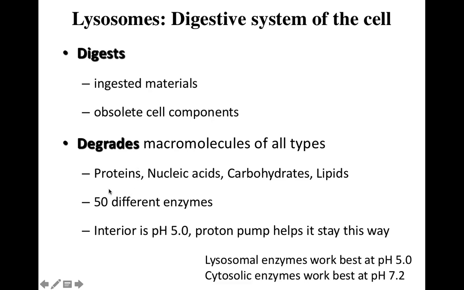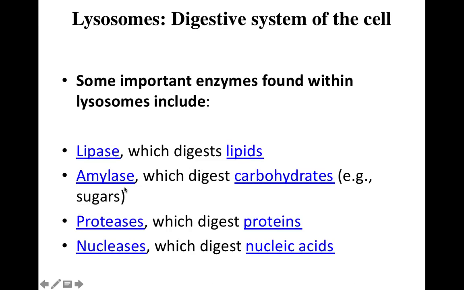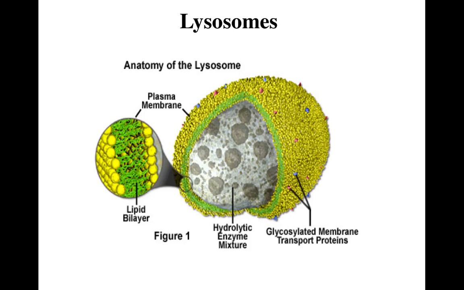And they contain all the different types of enzymes. They contain proteases, which digest proteins, lipases, which are involved in the degradation of lipids, amylases, which digest carbohydrates or sugars, and nucleases, which digest nucleic acids. So anything that goes inside the lysosomes is destroyed because of the presence of these enzymes.